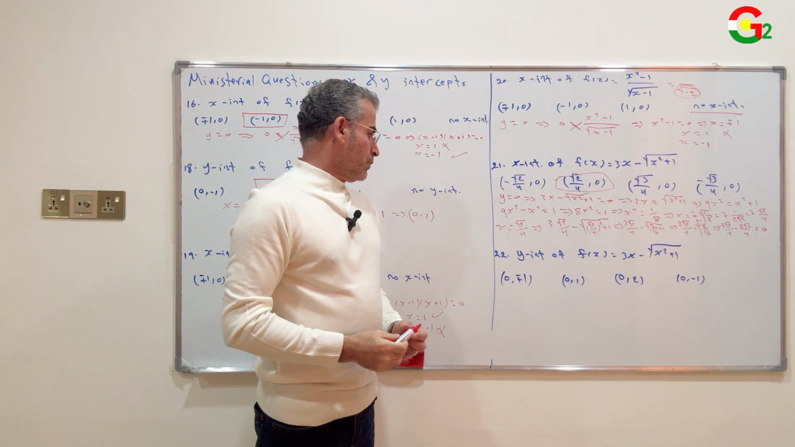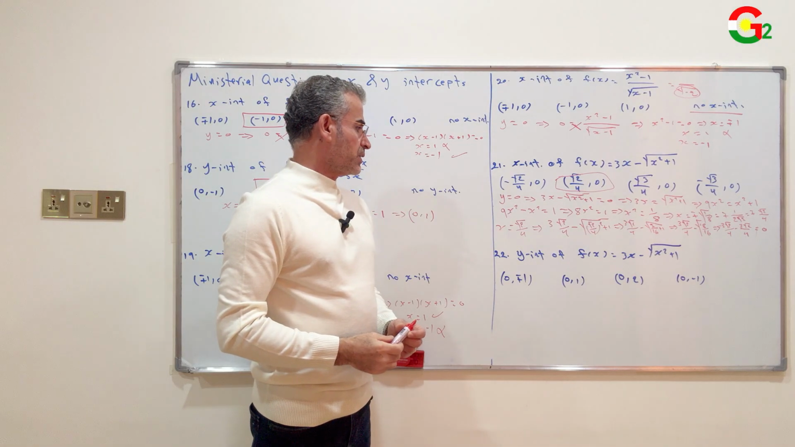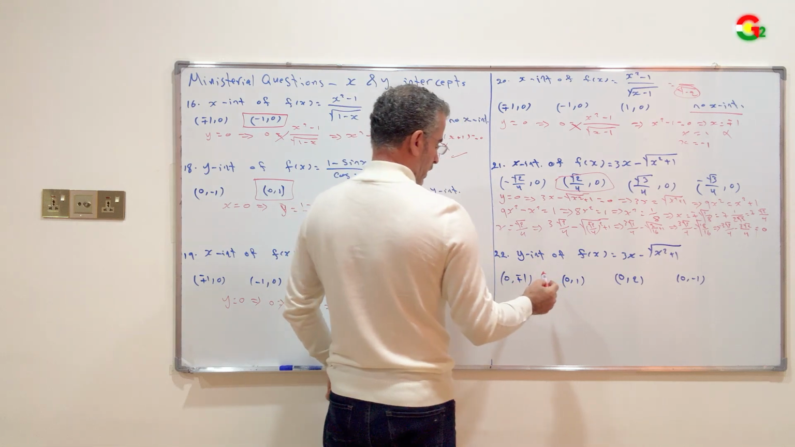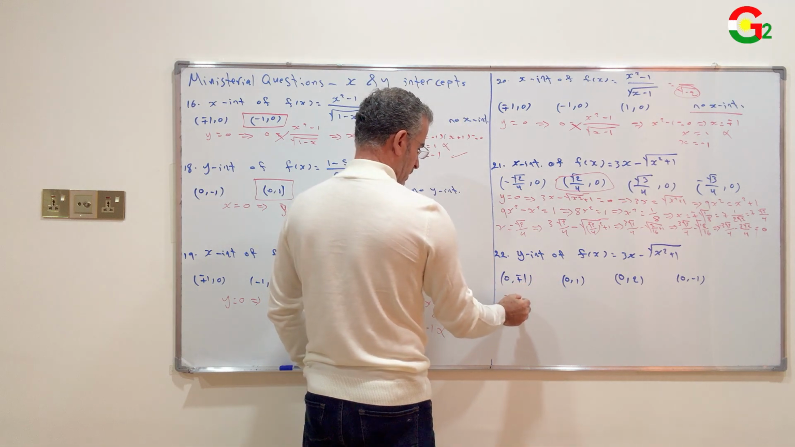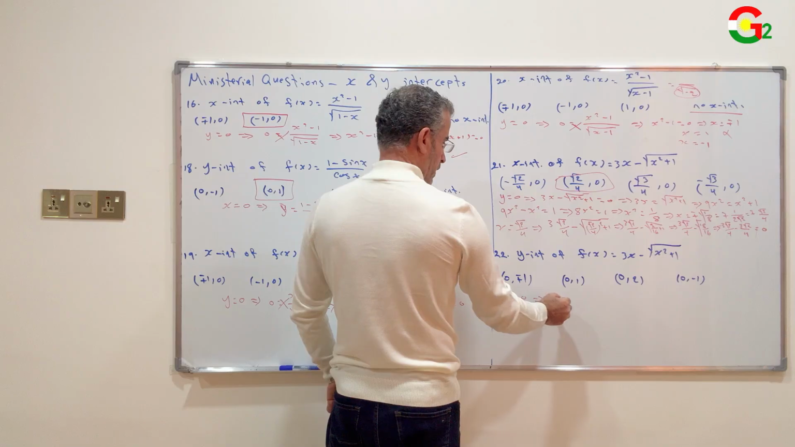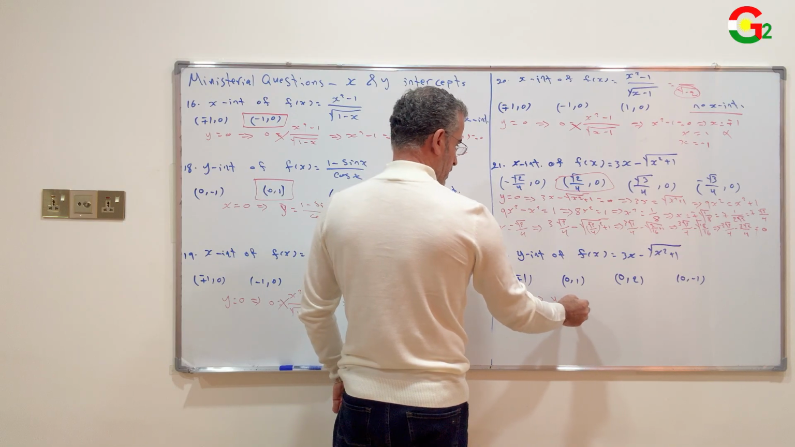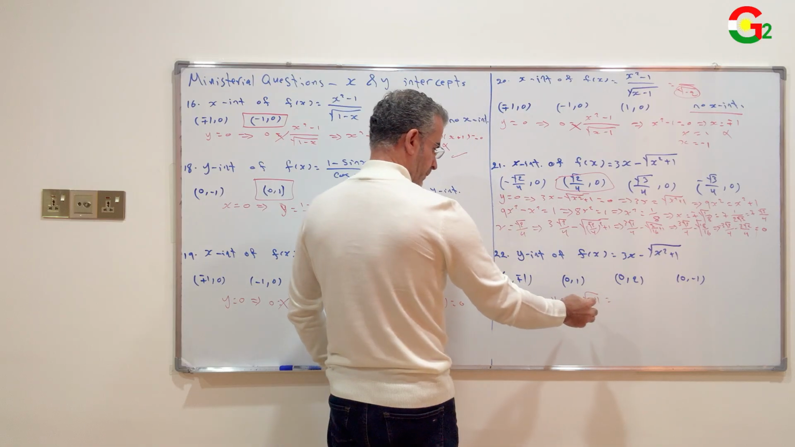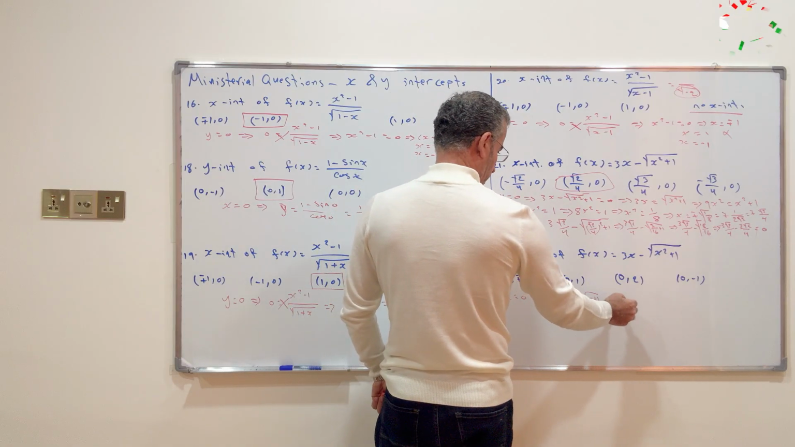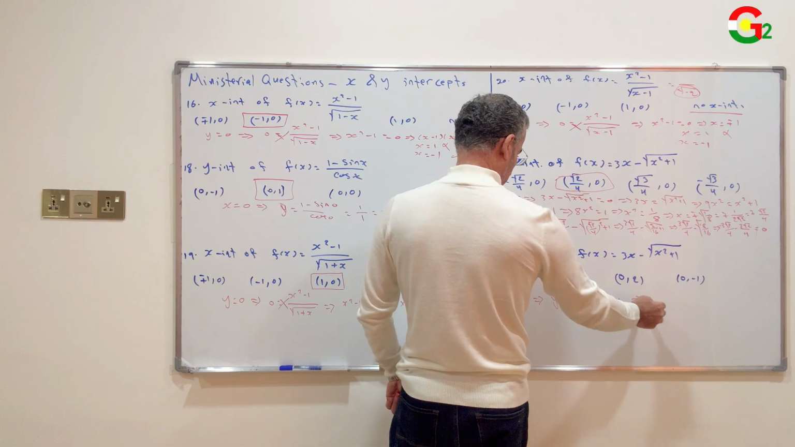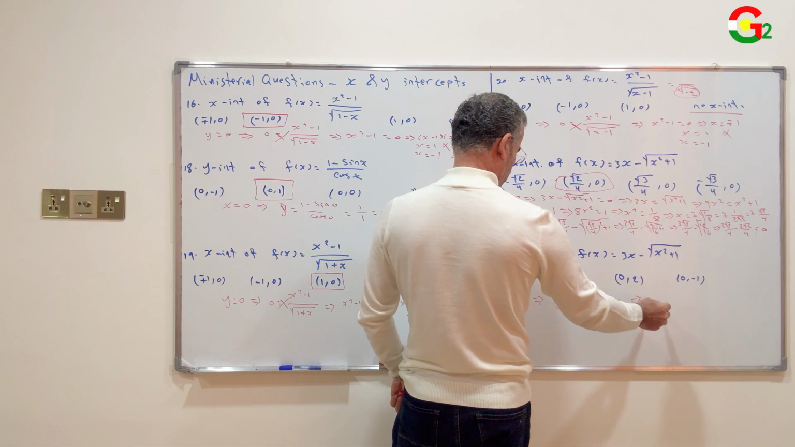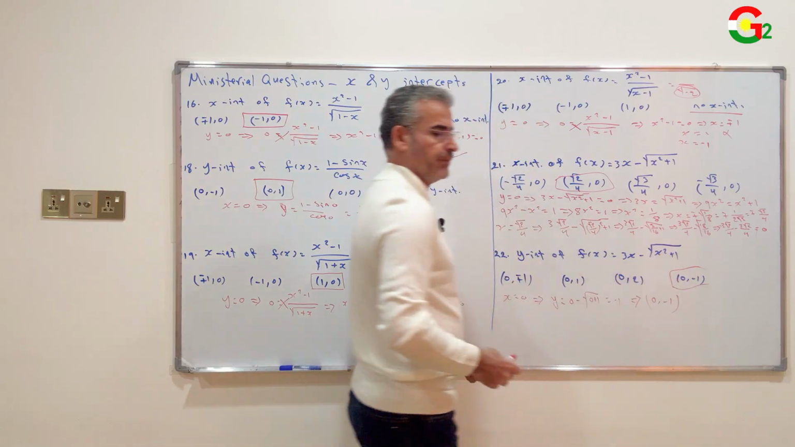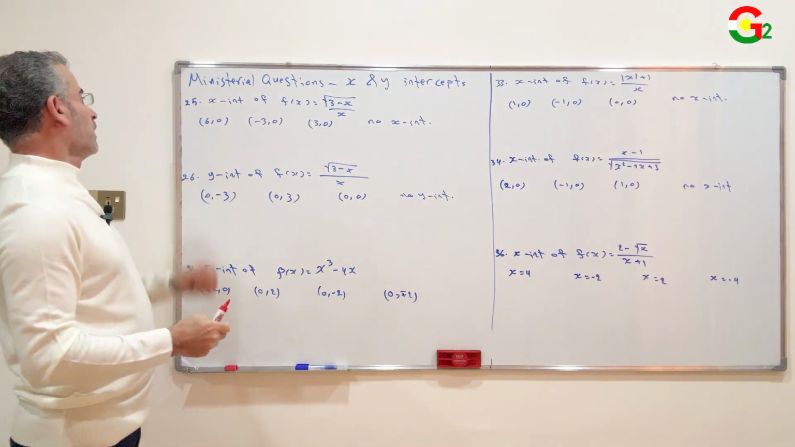Question number 22. Find the y-intercept of the function f(x) = 3x - sqrt(x^2 + 1). For the y-intercept, set x equals 0. Then y equals 0 minus sqrt(0 + 1), which equals negative 1. Therefore, the y-intercept point is (0, -1). Choice D.